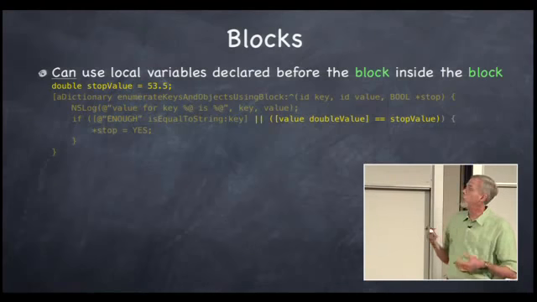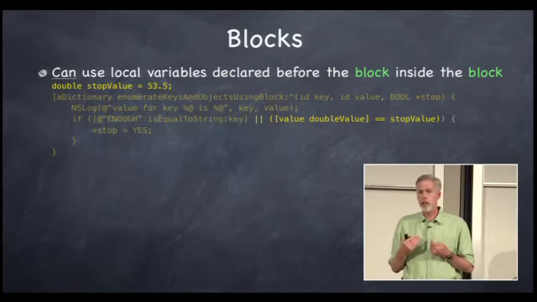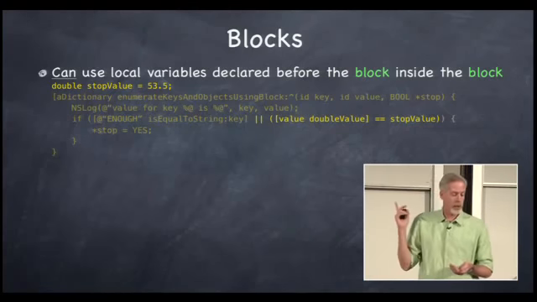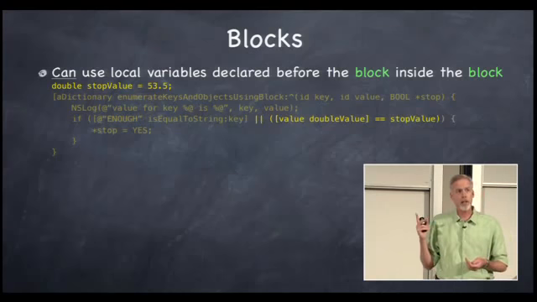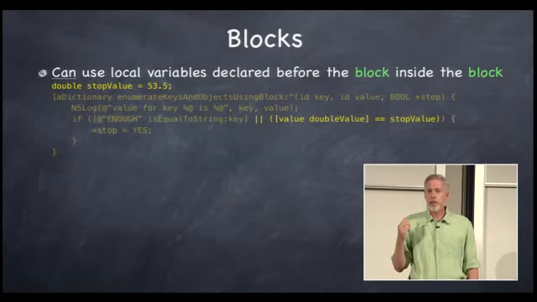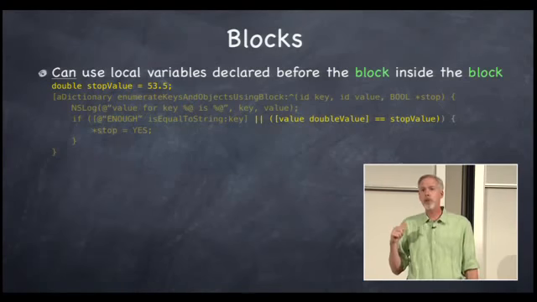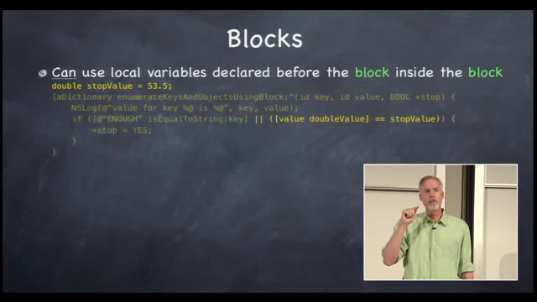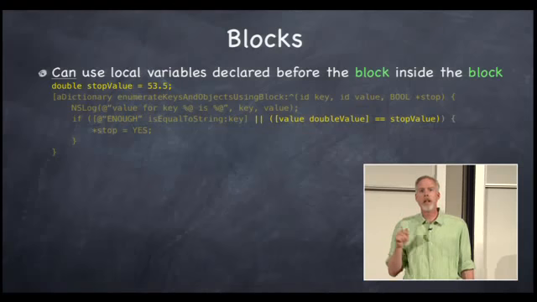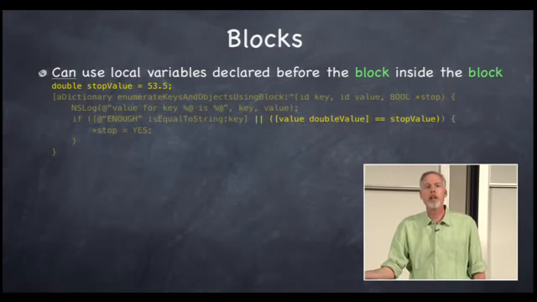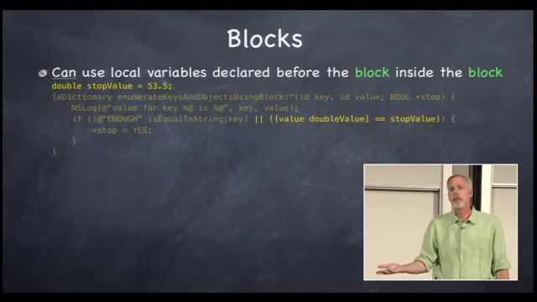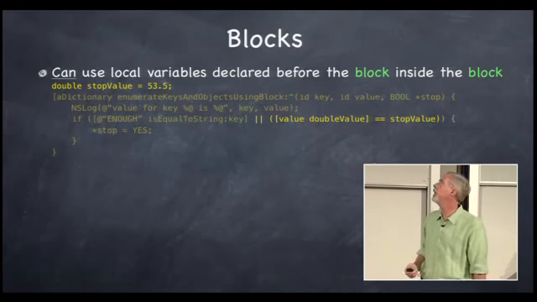And you might have local variables defined in your method that you can actually use inside the block. So for example, here I have a local variable called stop value, which is a double. And I've changed my implementation of my block to stop not just if enough is the key, but also if the value's double value is stop value, my local variable. So you see how I've used a local variable in a block of code that I'm passing off to someone else?